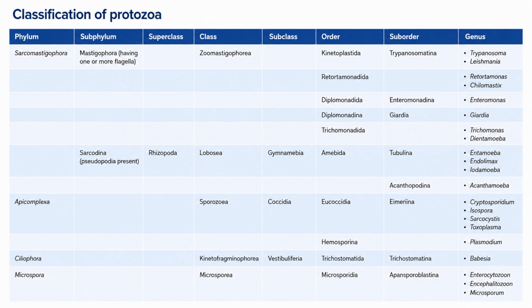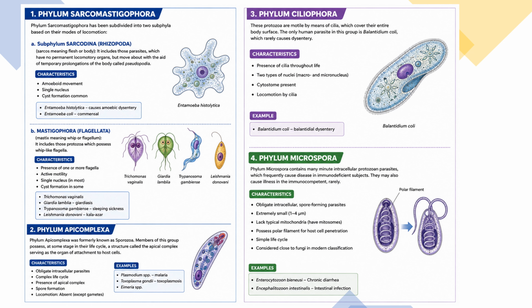This is the general classification table of protozoa, showing the phylum, subphylum, superclass, class, subclasses, order, suborder, and genus. It has four phyla, that is Sarcomastigophora, Apicomplexa, Ciliophora, Microspora. Now let's discuss each phylum in detail with examples and some general characteristics.